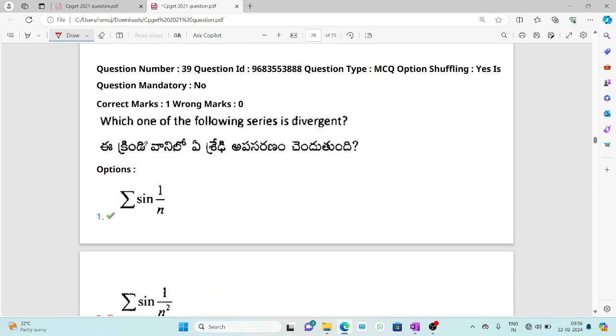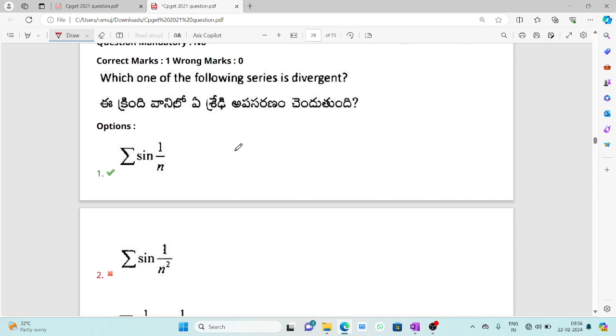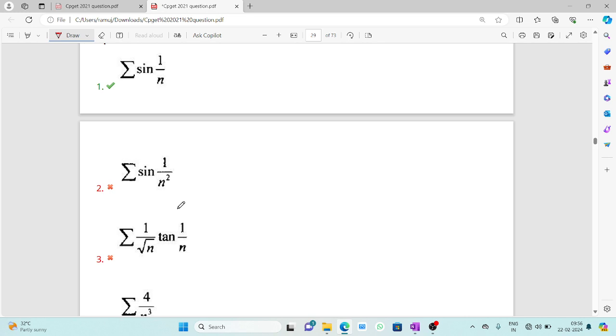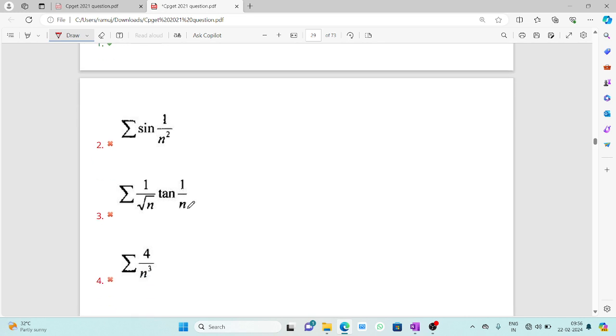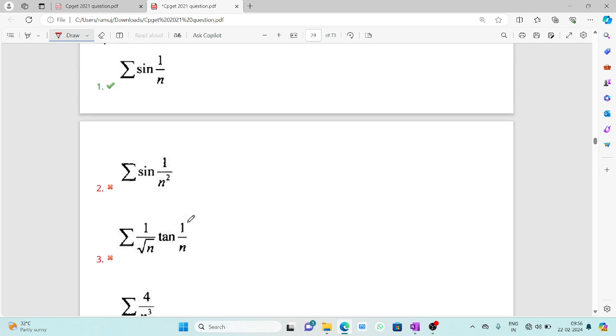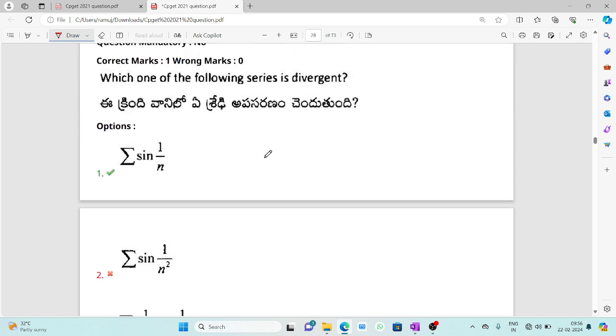So the 39th question is: which one of the following series is divergent? He is asking for the divergent series. He has provided some series: summation sine 1 by n, summation 1 by n square, summation 1 by root n tan 1 by n, and summation 4 by n cube. In series, many tests are there, so you just need to remember some tests.